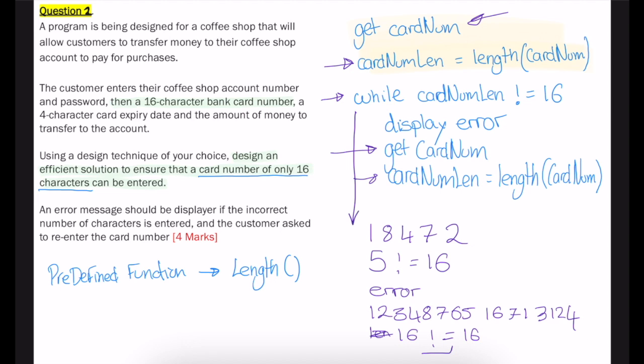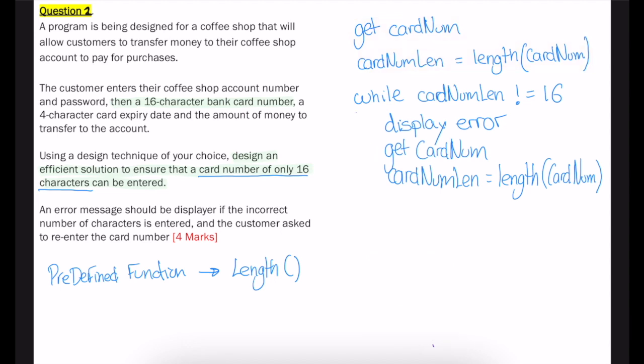This question is worth 4 marks, so we're likely to get awarded 1 mark for the while loop, 1 mark for the condition, 1 mark for the error, and then 1 mark for getting the input and determining the length of the card number.